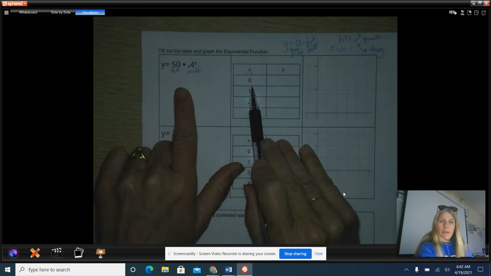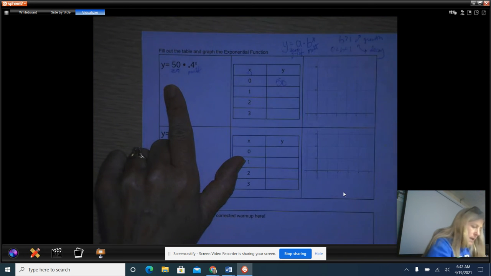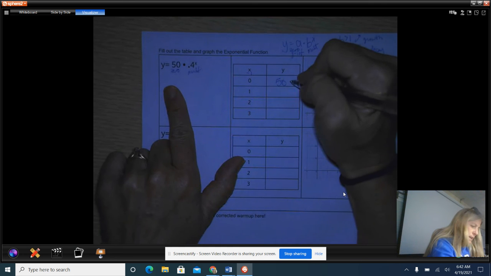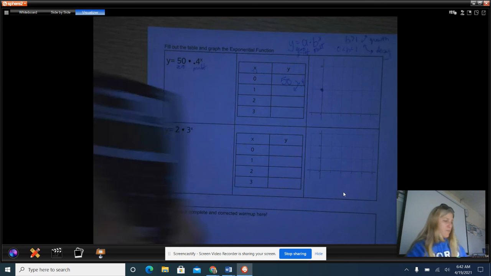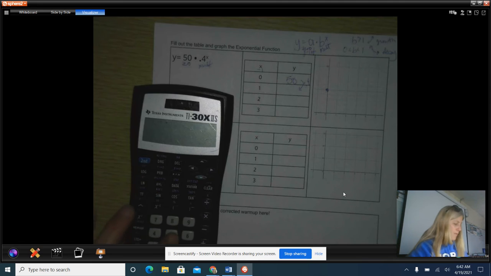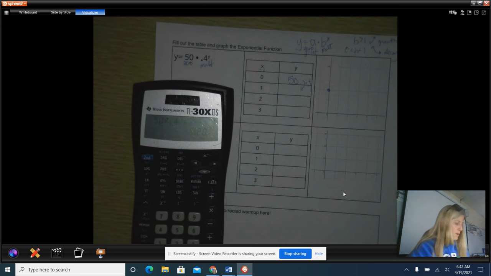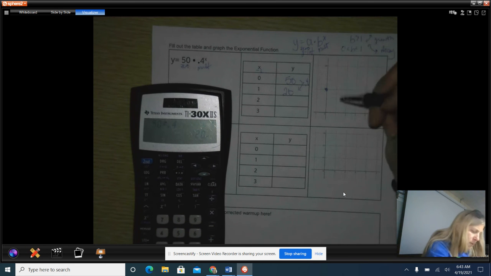So I immediately can plot my 0. My 0 is 50. Okay, and I can go ahead and put a point at the y-intercept of 50. Then I'm simply going to go 50 times 0.4, and that's going to give me my next number. So I have 50 times, I did divide, so let's make that a times 0.4. And so my next number in my sequence is going to be 20. So I'm going to go ahead and plot 1, 20.